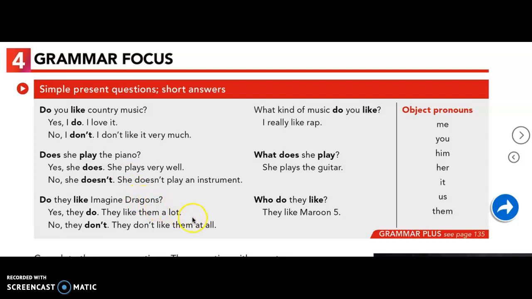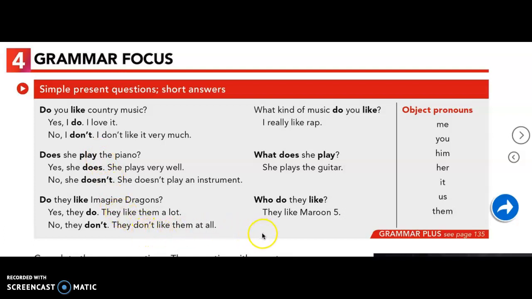Use don't and doesn't plus the base form in negative statements. Like, for example, I don't like it very much, or I don't like rock music. Remember, don't add s to the base form of the verb. Does she like rock? Does she play the piano? You don't add s here. And this is for the yes/no questions.